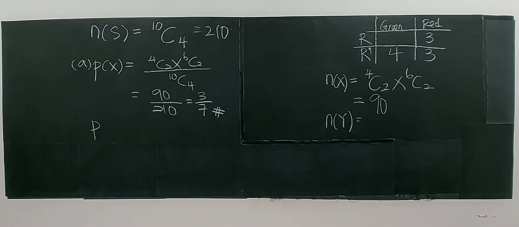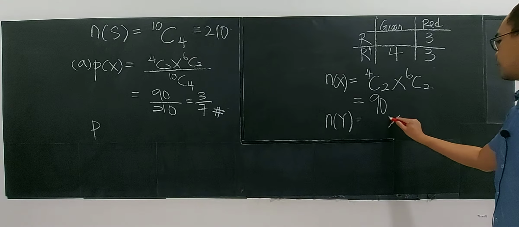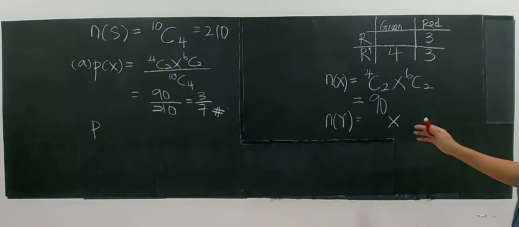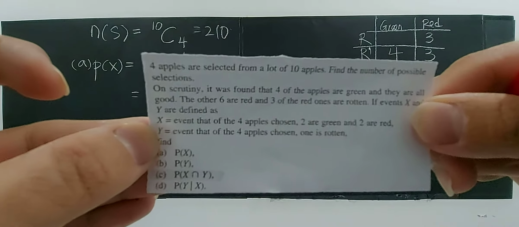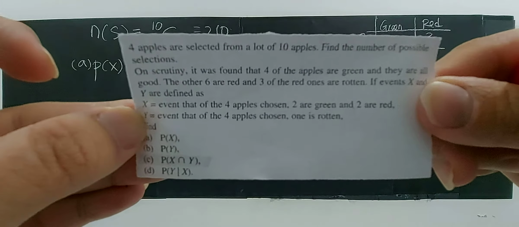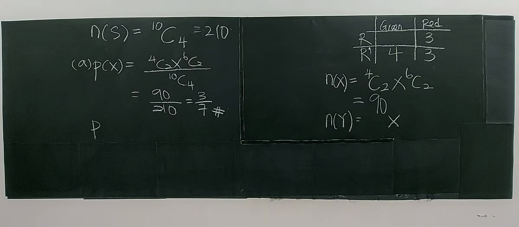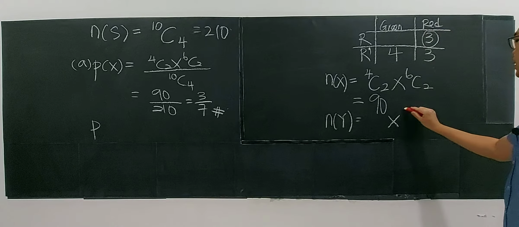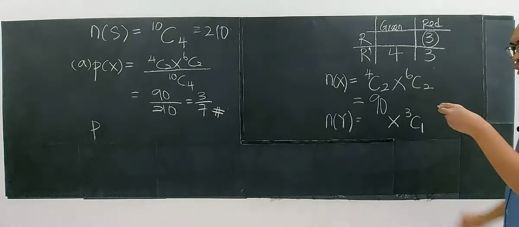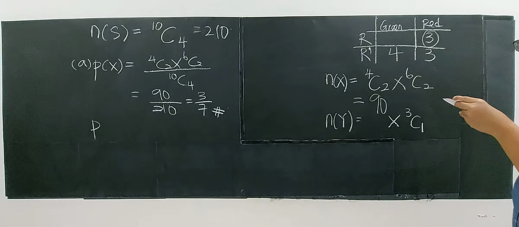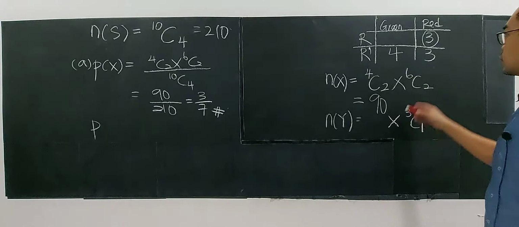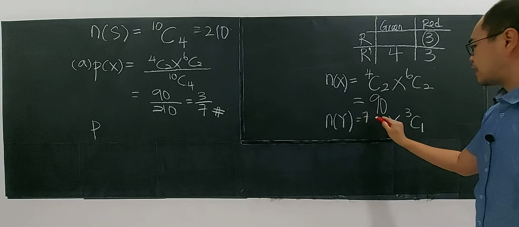What does it mean by 1 is rotten? It means that it's either rotten or not rotten. In this case, they don't care about the color, because in event Y they never mention the color. They just said of the 4 apples chosen, 1 is rotten. How many rotten apples? 3 rotten apples, and 1 of them is rotten, so choosing 1 from 3. So there are another 7 good ones.